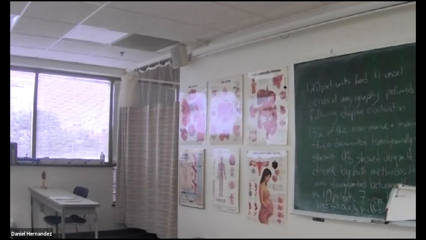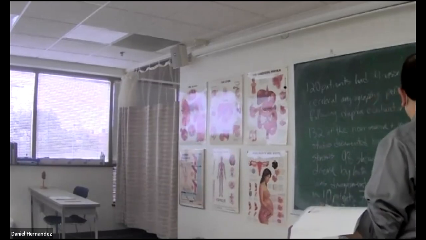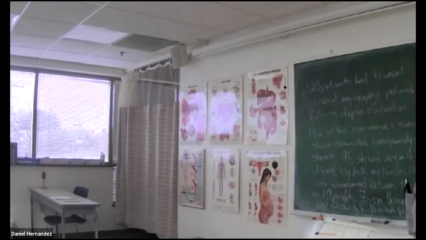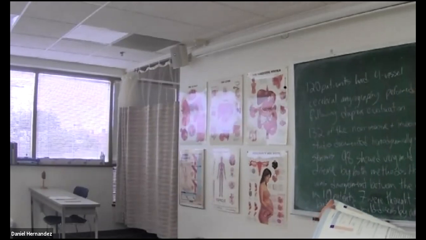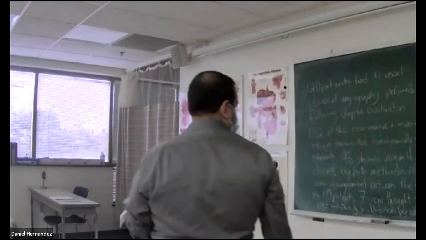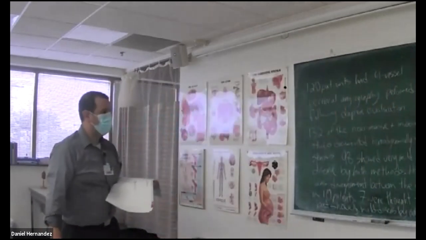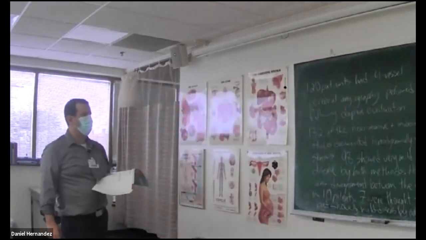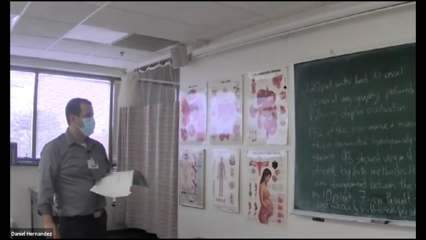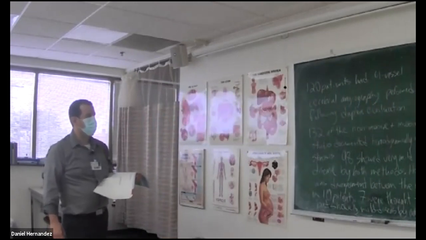Okay, so where were we? Seven were thought to have significant disease by duplex, so three would be false positive. Seven were thought to have disease by duplex, so the test showed a positive result, but the angio was negative.